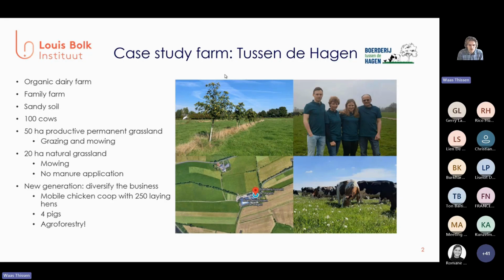the farm of his parents, and he said, I want to take it over, but I want to diversify it. So I want to start doing other stuff than just the dairy farming. And agroforestry was also one of the things that he took on as a challenge.